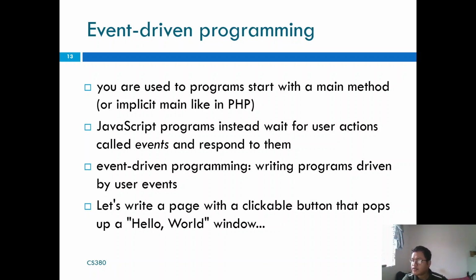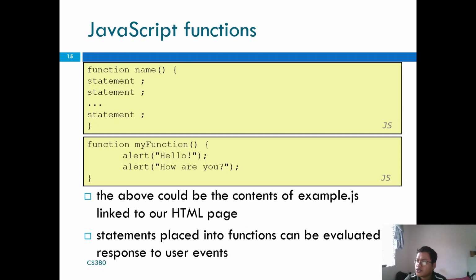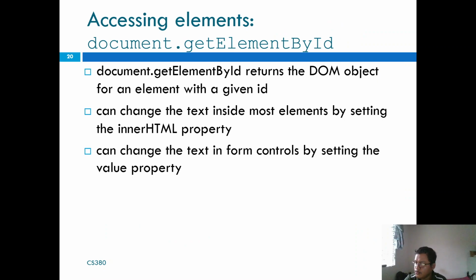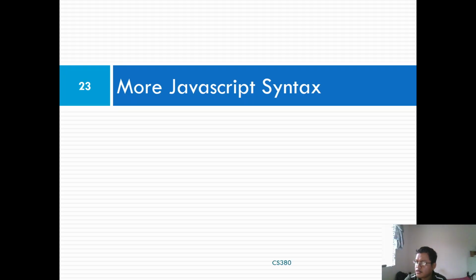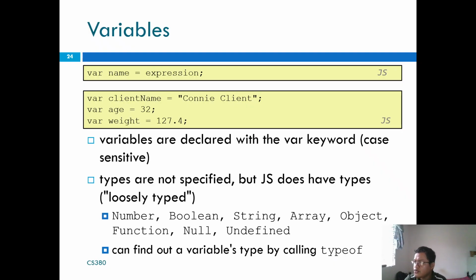A JavaScript program instead waits for users' actions, called events, and responds to them. One key idea: event-driven programming means writing a program driven by user events. Let's write a page with a clickable button that pops up a hello world. So I will give you a task, guys, to check how to code this. You can read and continue reading this slide.